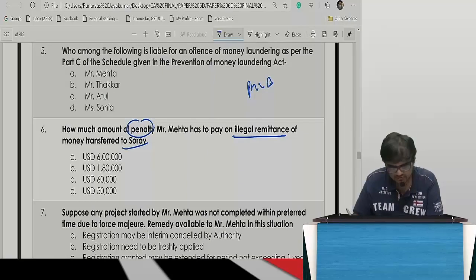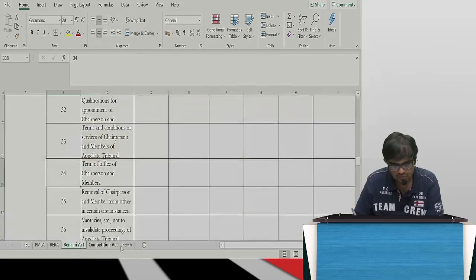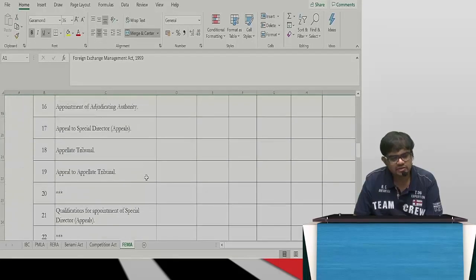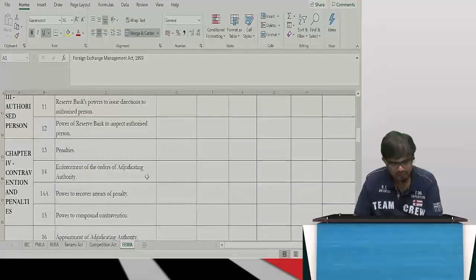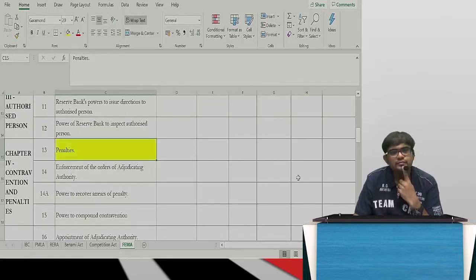So obviously, if I go to the mapping and check which section the penalty will come under, right? There you go, section number 13. Section number 13 talks about penalty, that's it.